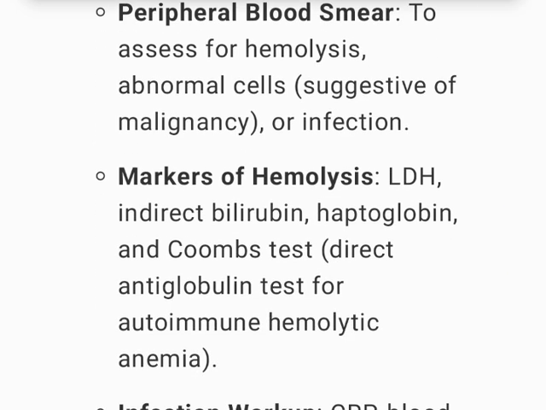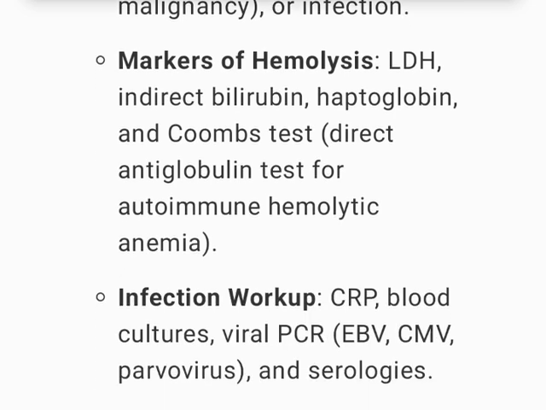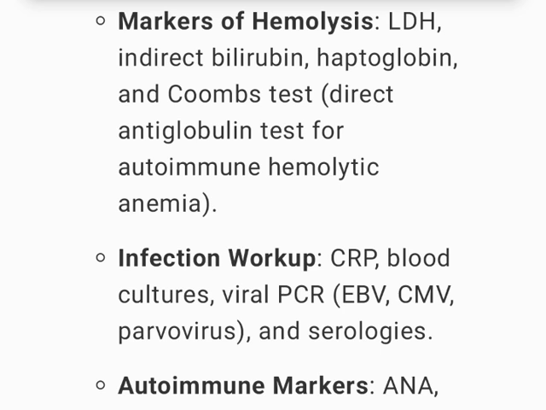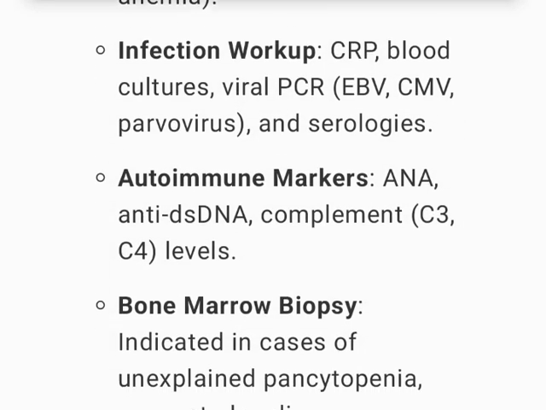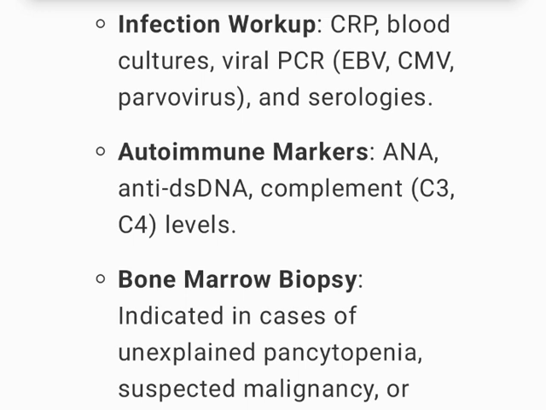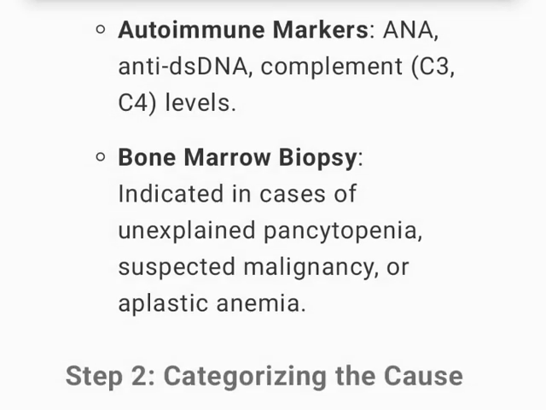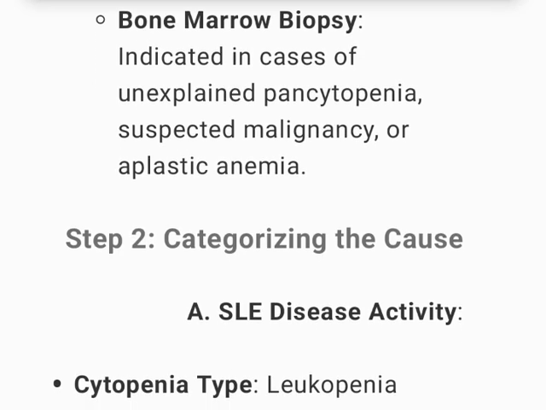Peripheral blood smear to assess for hemolysis, abnormal cells suggestive of malignancy or infection. Markers of hemolysis: LDH, indirect bilirubin, haptoglobin, and Coombs test, direct antiglobulin test, for autoimmune hemolytic anemia. Infection workup: CRP, blood cultures, viral PCR (EBV, CMV, parvovirus), and serologies. Autoimmune markers: ANA, anti-dsDNA, complement C3, C4 levels. Bone marrow biopsy, indicated in cases of unexplained pancytopenia, suspected malignancy, or aplastic anemia.